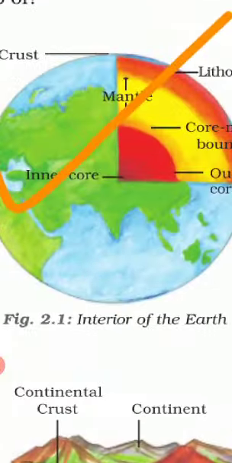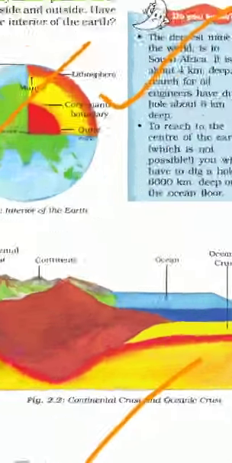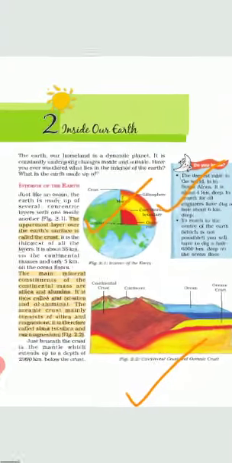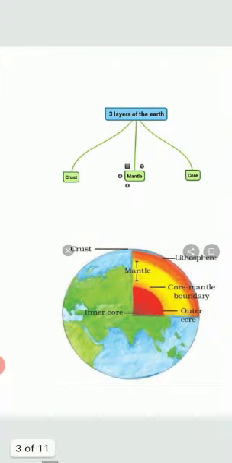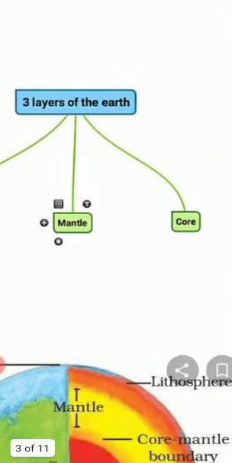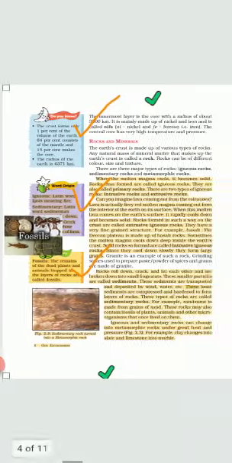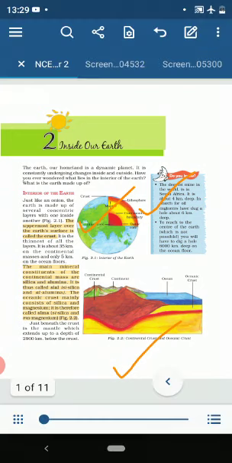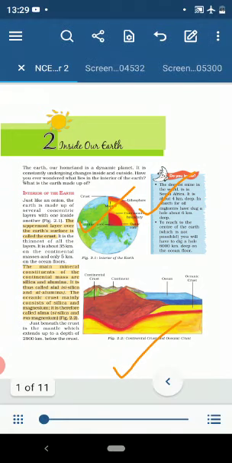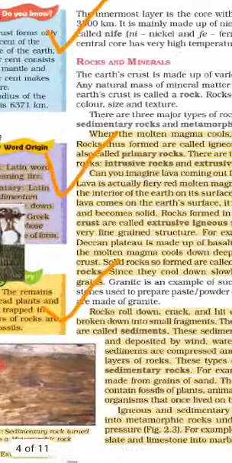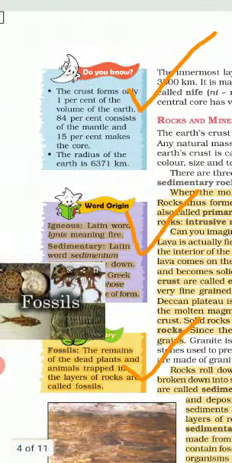Another is this diagram again, that is the continental crust and oceanic crust diagram. With this we come to understand 3 things, that there are 3 layers of the earth: crust, mantle and core. Each of these layers is different from one another. So with this we wind up our video number 1. In our next video lecture we will continue with our second topic, that is rocks and minerals.